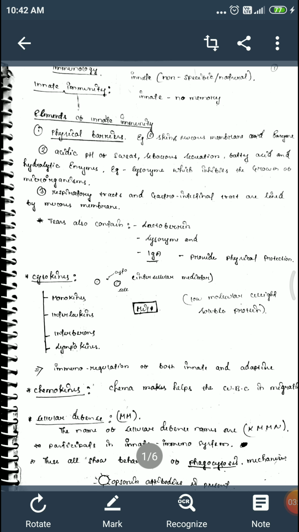And now the cellular defense. Cellular defense includes monocytes, macrophages, neutrophils, and natural killer cells. Just remember K, L, M, M, N. N stands for neutrophils, M is for monocytes, M is for macrophages, and K stands for natural killer cells. All participate in the innate immune system. These cellular defense cells also have phagocytic activity. Phagocytes ingest microorganisms with the help of the process of opsonization.